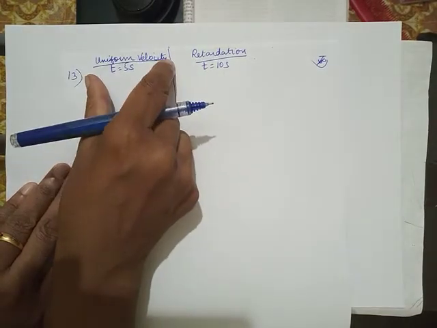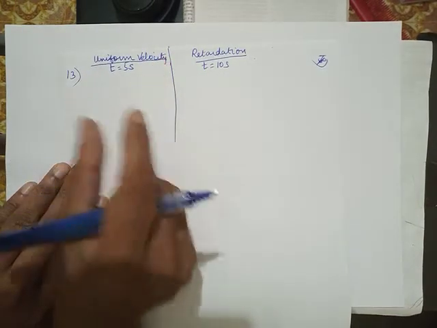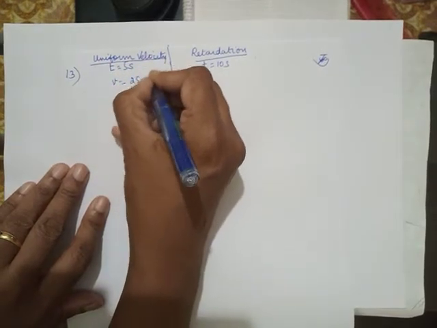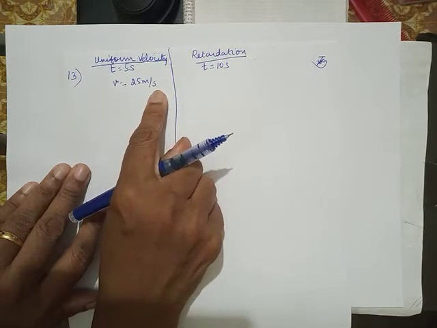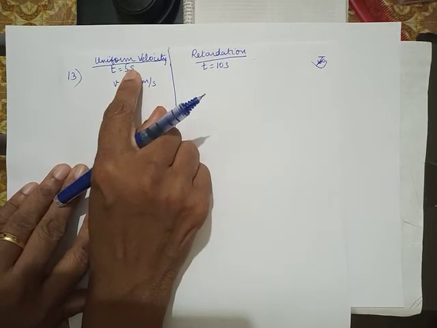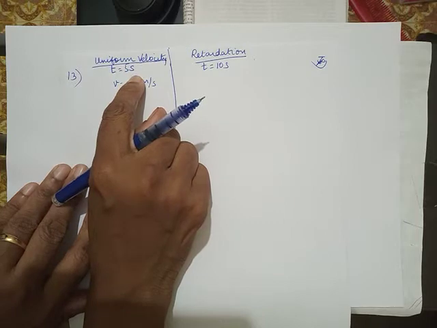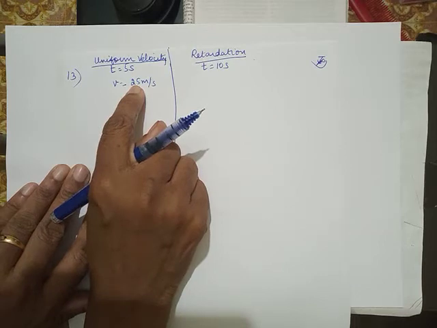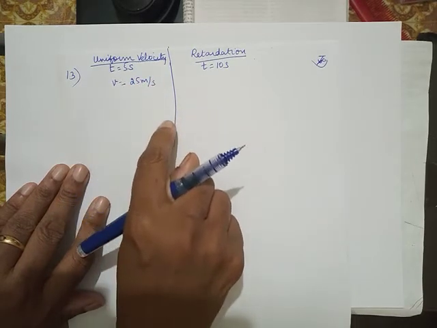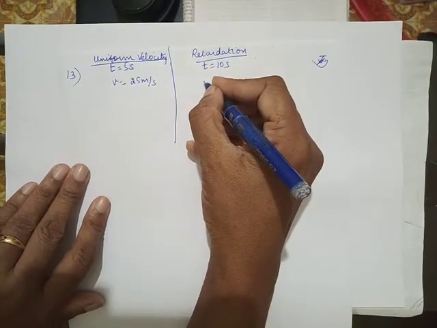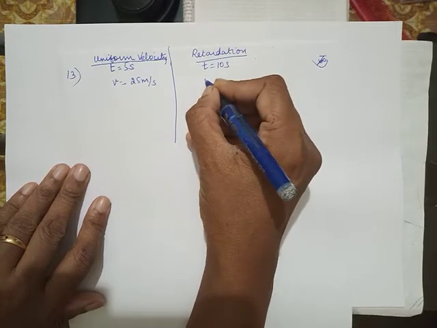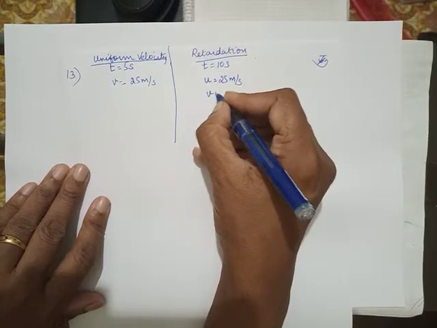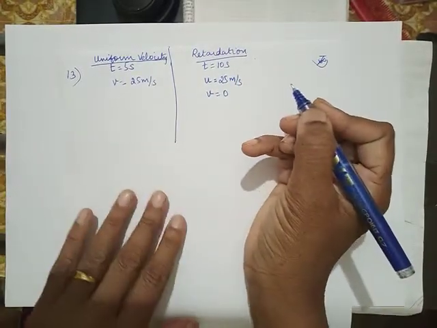First 5 seconds it went with uniform velocity. What do you mean by uniform velocity? It means constant velocity. Its velocity is 25 meter per second. It was going with the same velocity for 5 seconds. At the end of 5 seconds, the brakes were applied and the velocity started decreasing. From 25, it kept coming down and down, and finally it came to rest. So the initial velocity is 25 meter per second and its final velocity will be 0.